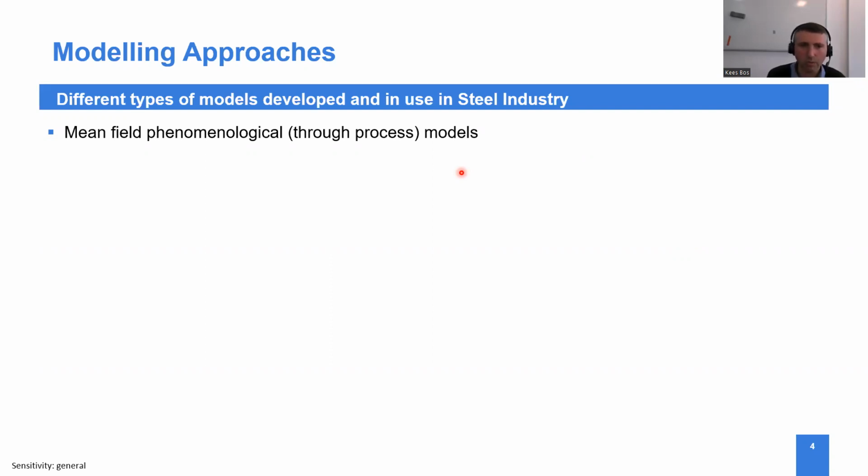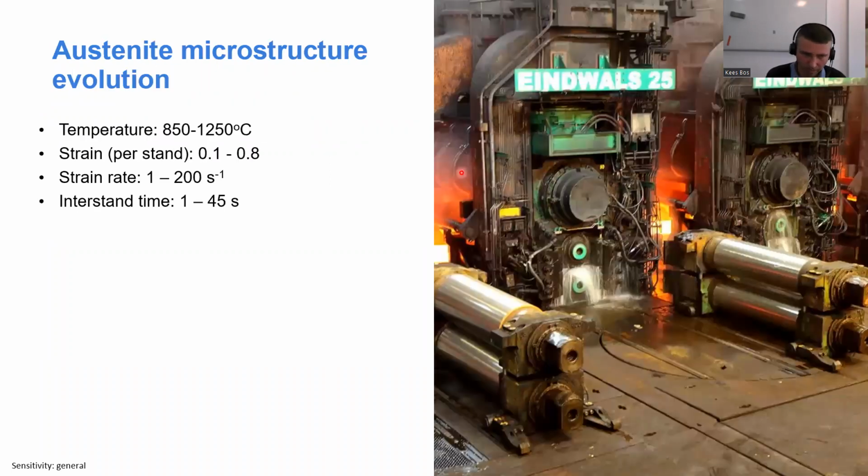So what do we mean with that? Let's have a look. And for this, I want to zoom in on one part of what I just showed. That's the austenite microstructure evolution during hot rolling. And just to give you some idea, here you see an image of the finishing mill in IJmuiden.